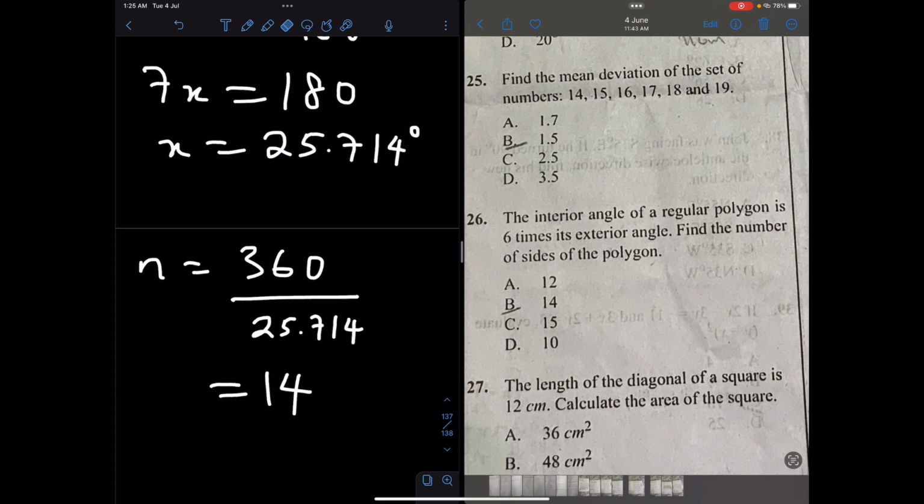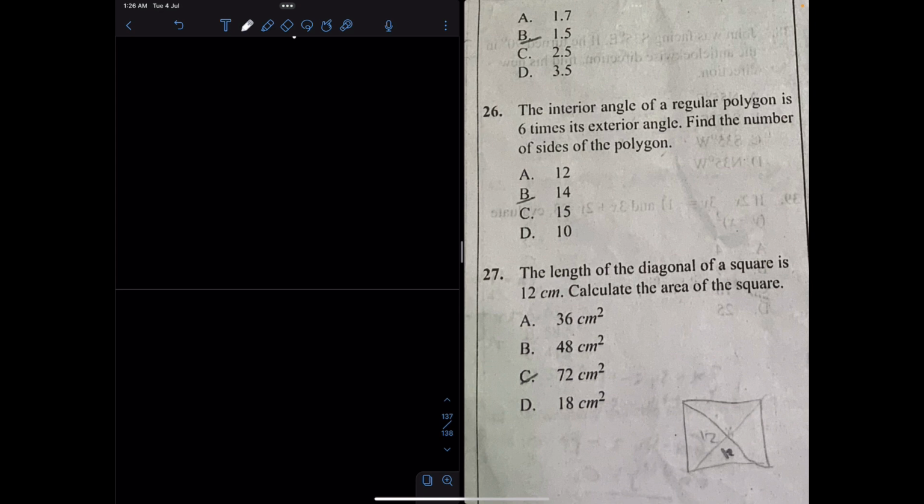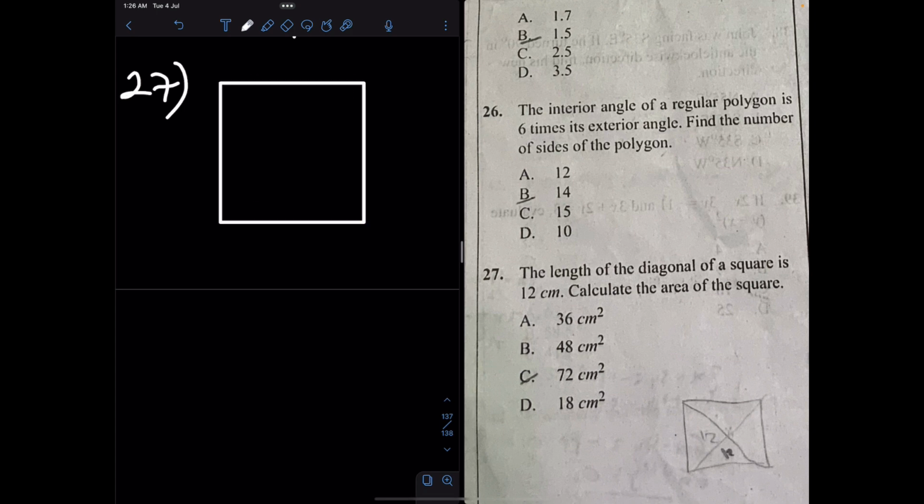And then we go to the next, which is number 27. The length of the diagonal of a square is 12 centimeters. Let this be the square. The length of its diagonal is 12 centimeters. Calculate the area of the square.